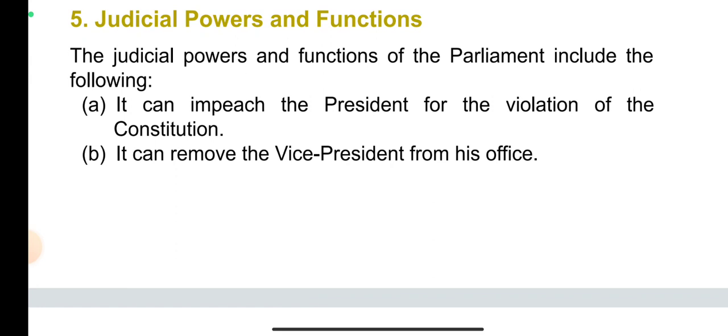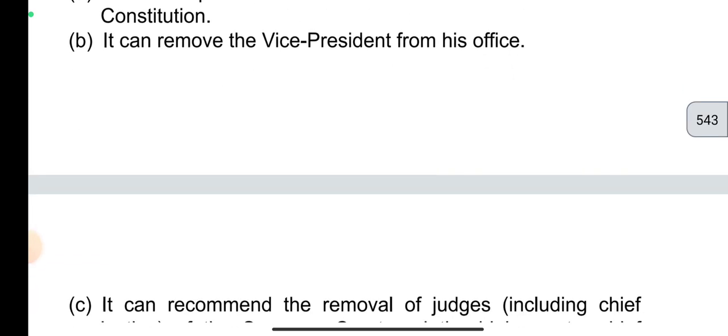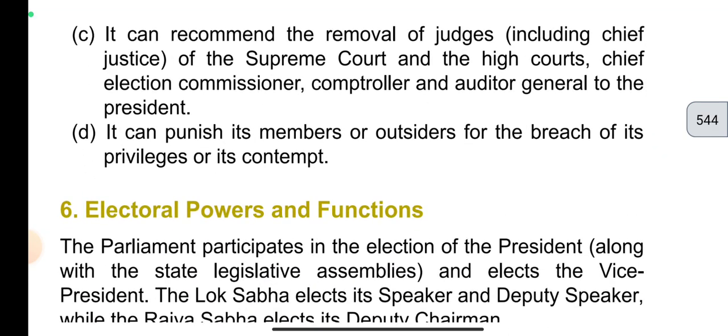Now, judicial powers and functions. The judicial powers and functions of the Parliament include the following: It can impeach the president for the violation of the constitution. It can remove the vice president from his office. It can recommend the removal of judges including Chief Justice of the Supreme Court and the High Courts, Chief Election Commissioner, Comptroller and Auditor General to the president. It can punish its members or outsiders for the breach of its privileges or its contempt.